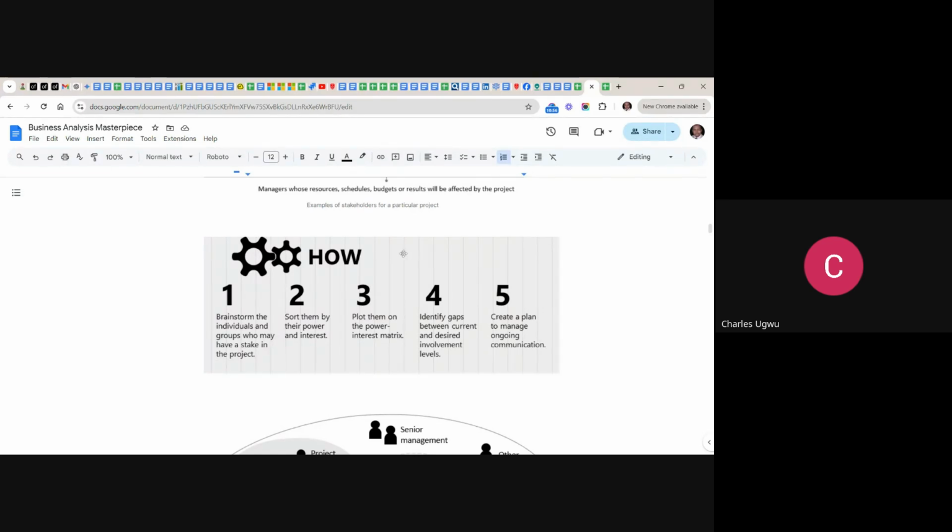So that is when we are trying to brainstorm to identify a group of people that have a stake in our project. These are the people that have stakes. It depends on the kind of project you are working on. You have to understand who have stakes.